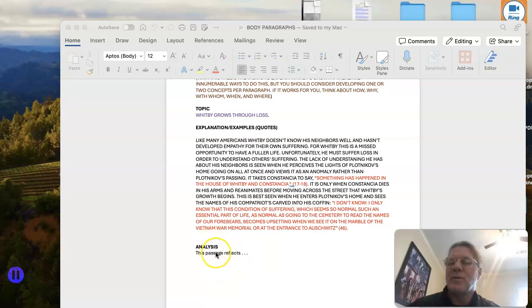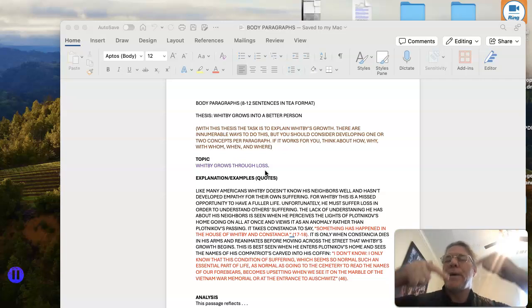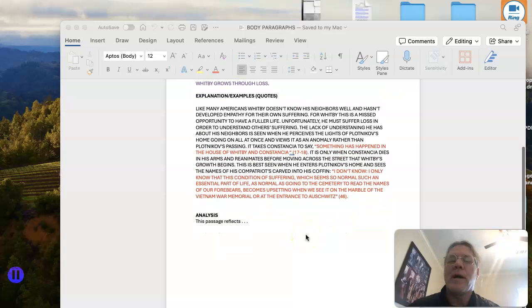The analysis, again, is your voice. It's your interpretation. It's where you tell the reader what this quote helps us to understand about Whitby's growth. Obviously, this one is longer. It's going to take more out of you, right, in terms of your words to interpret it, but it is your job to tell the reader how this quote helps us to understand Whitby's growth through loss and Whitby's overall growth. So you're drawing kind of a connection back to the topic sentence for the reader and then back to the thesis as well when you do the analysis in any of your body paragraphs.